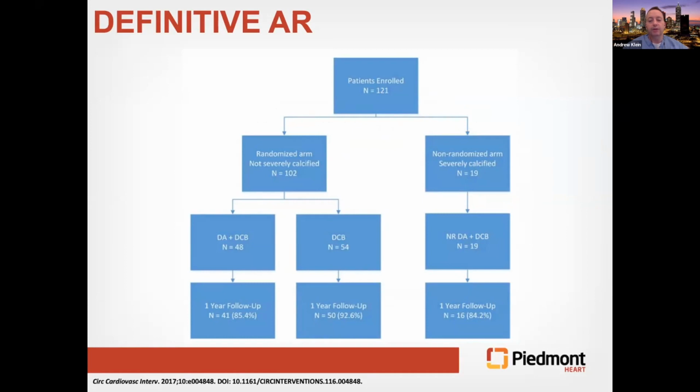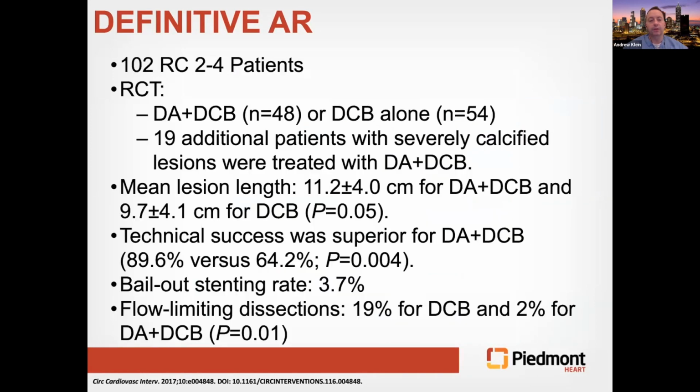There was a non-randomized arm of severely calcified lesions that went straight to directional atherectomy plus DCB. Again, only 20 patients in this. You can tell looking at the numbers here, this is not going to be powered to show any outcomes. So in over 102 patients in the RCT, lesion length was reasonable, about 110 millimeters. Technical success was obviously superior for directional atherectomy plus DCB, so you got more luminal gain, which is not surprising. But I think this also showed that directional atherectomy for bailout stenting was extremely low, about 3.7%. And flow-limiting dissections were very low in the directional atherectomy plus DCB arm versus DCB alone.